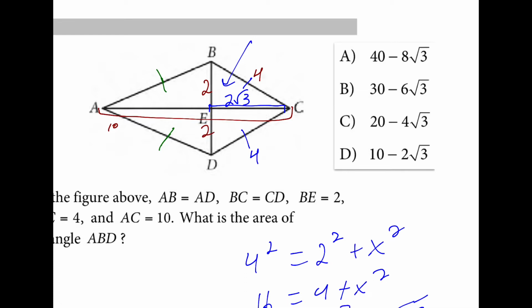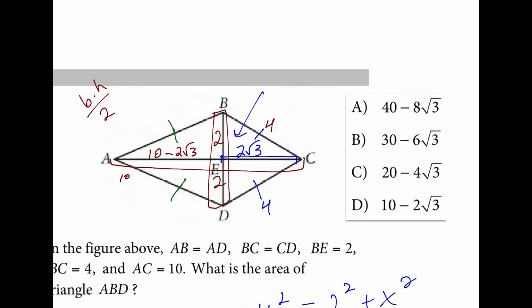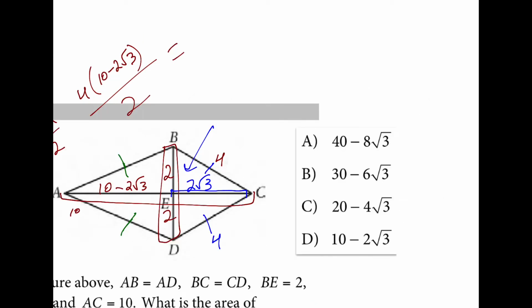So since the entire AC is 10, this part here is going to be 10 minus 2 root 3. And if I look here for the height of my triangle, or I guess I could say my base, depending on how you look at it, I'm going to have base times height divided by 2, where my base is 4, my height is 10 minus 2 root 3, and all over 2. So I can simplify this to 2 times 10 minus 2 root 3, and if I distribute the 2, I have 20 minus 4 root 3.